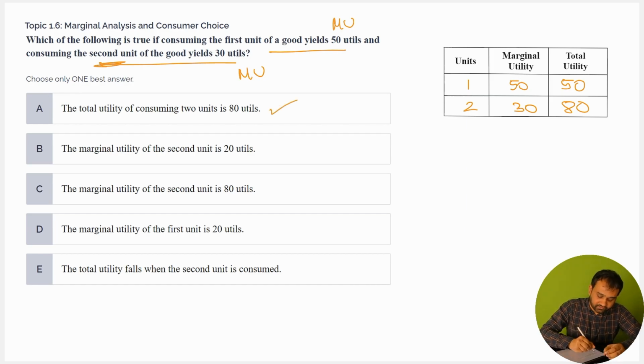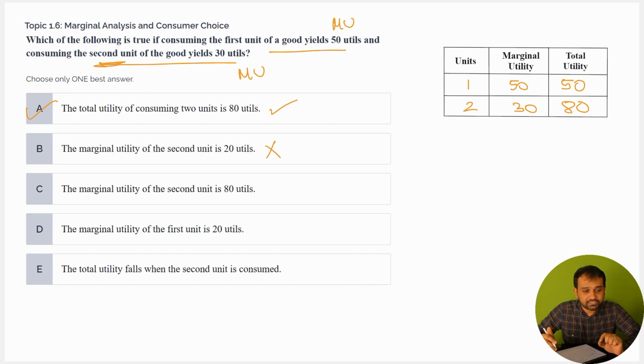That is correct, so we already found our right answer, but as always, let's go through the rest to see whether we can learn from the wrong ones. The marginal utility of the second unit is 20 utils. So you may end up with this as the answer if somehow you thought you're subtracting 30 from 50. There's no reason to do that, but this is just a trick way of putting it out there so that students can get tripped up.